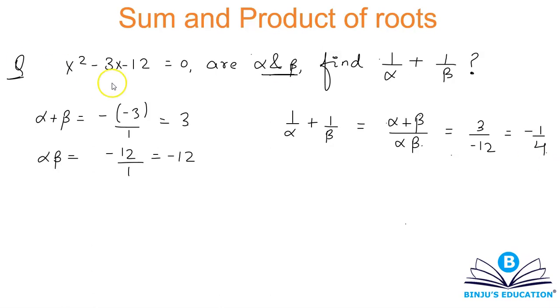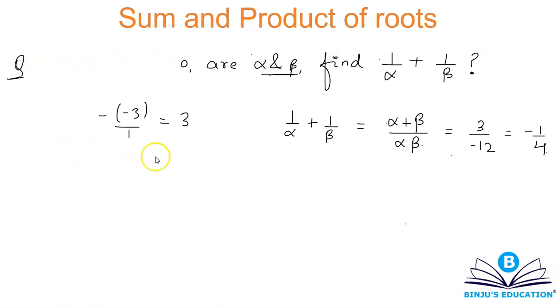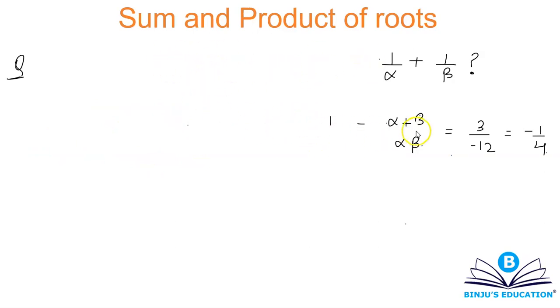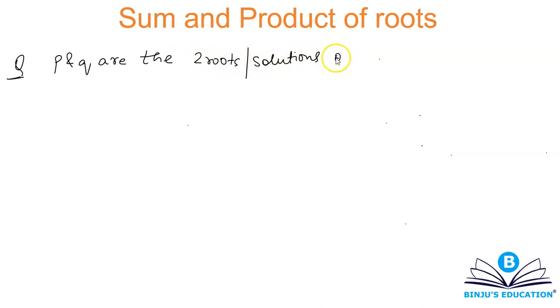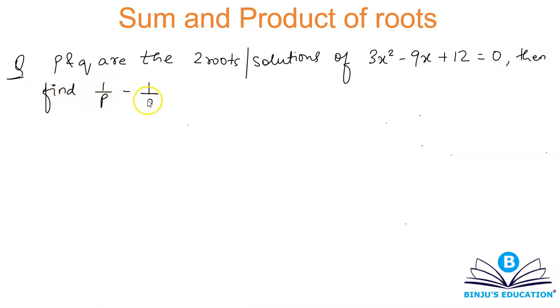We can take a different question also. So we can take something like, if P and Q are the two roots, or you can say solutions, of 3x² − 9x + 12 = 0, then find 1 over P minus 1 over Q.